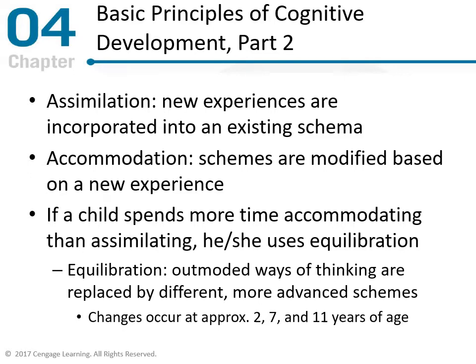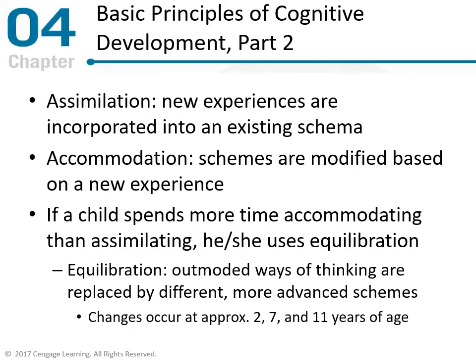So how does that work? We use the example of butterflies and moths. At first, the scheme might be small flying objects with wings. That's how the baby categorizes it. But as they accommodate, they're modified based on new experiences. Now they see a moth, and they start to see the butterfly, and they notice that they're different. They're taking in that new information, categorizing it, and delineating what the difference is.